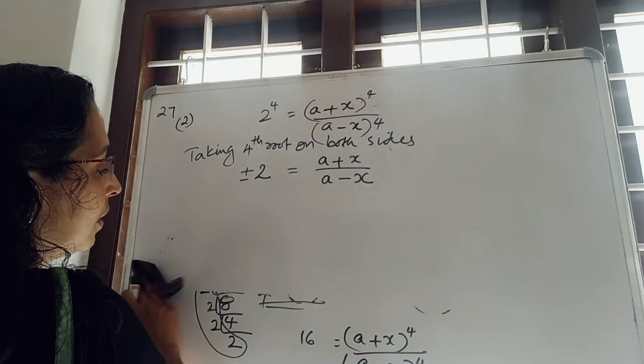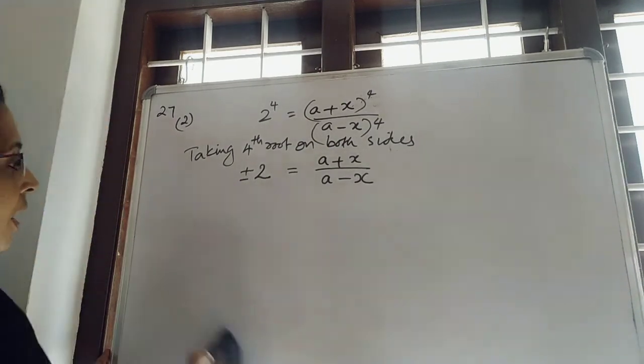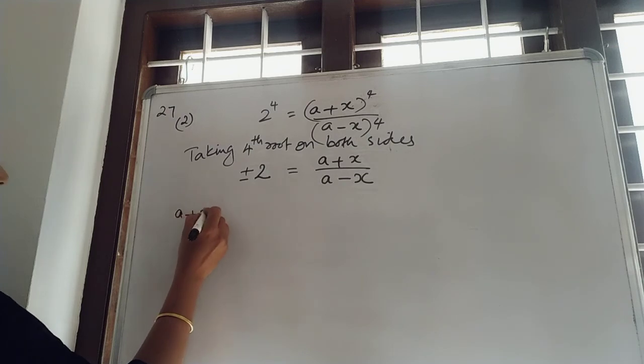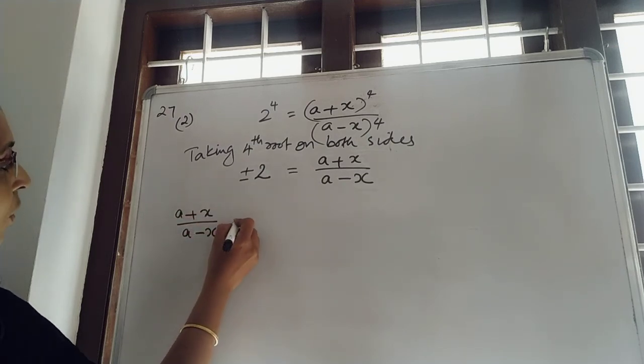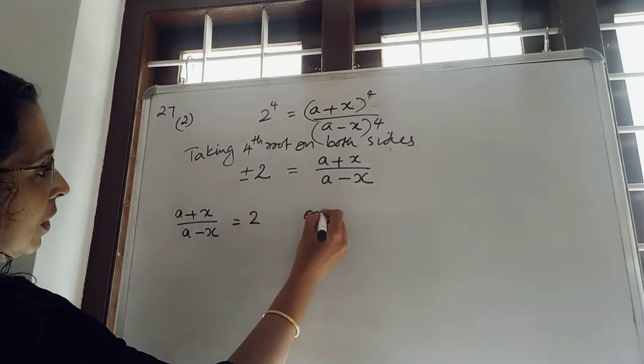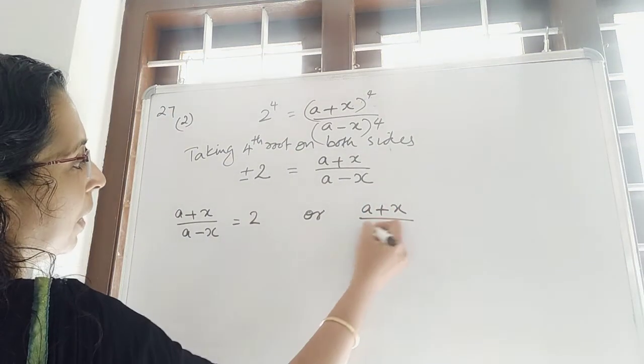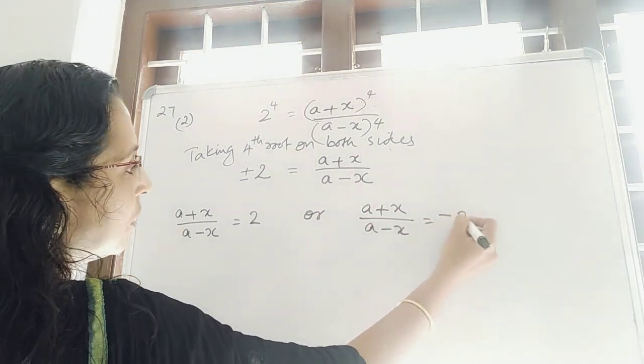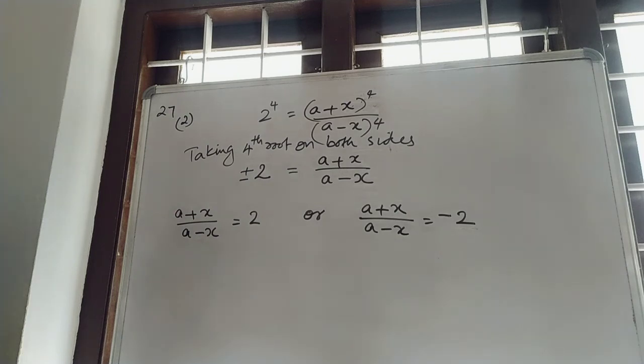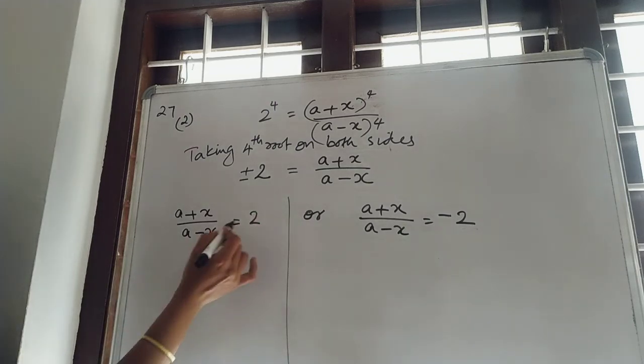So we can take a plus x divided by a minus x will be 2, or a plus x divided by a minus x will be negative 2. Both values we have. Okay, here we are applying which one? Componendo, dividendo. Here, how can we apply componendo, dividendo?